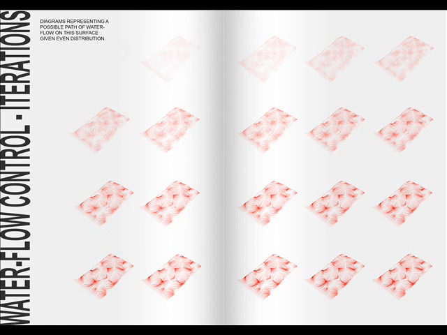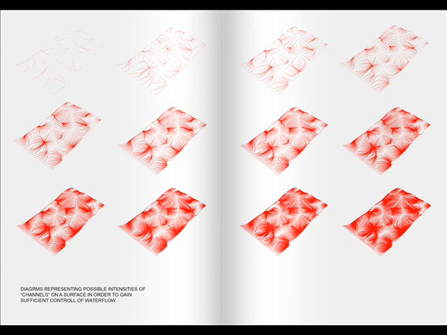These diagrams attempt to describe and approximate the flow of water on this particular surface given an even distribution of water. There were also further diagrams describing the possibilities of the intensities of the patterns on the surface in order to gain an appropriate level of control on the water flow. Based on the results from these iterations and computer simulations, the single surface was modified and refined further to better control the water flow.